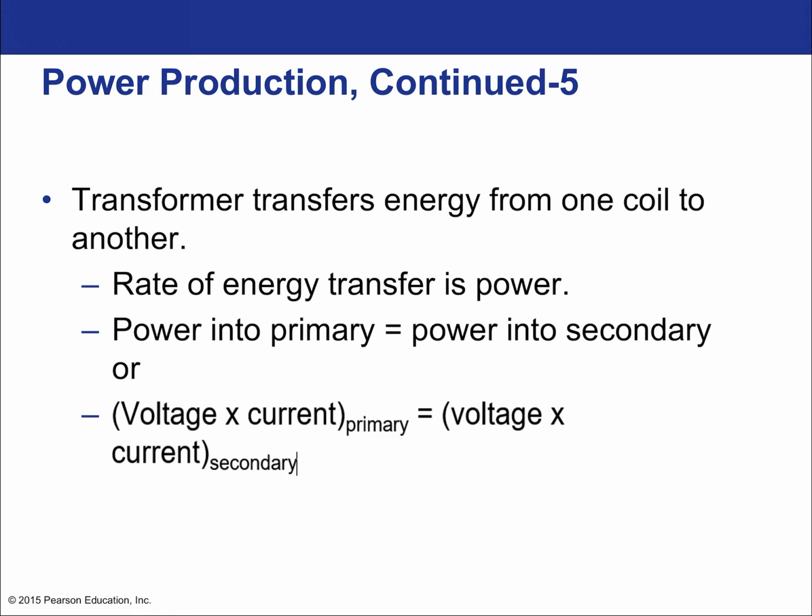The transformer transfers energy from one coil to another. The rate of energy transfer is power. So the power into the primary equals the power into the secondary, all right? So voltage times current equals voltage times current. I was talking about this, right? Because I wanted to make it clear upfront that energy is conserved here. It better be, right?